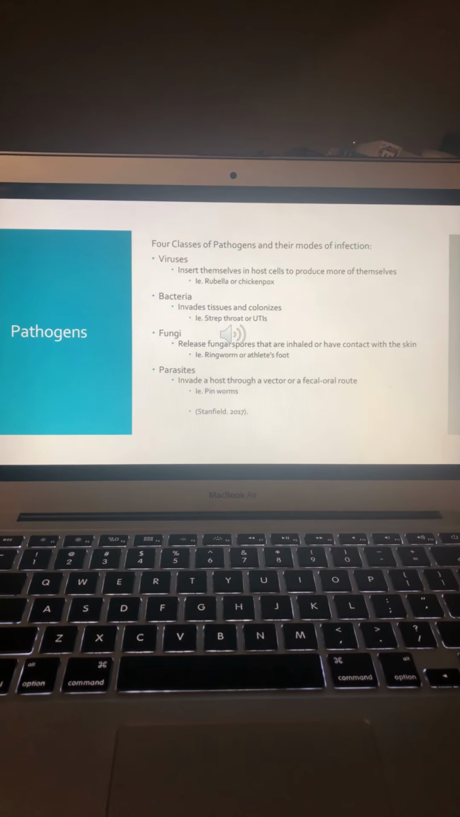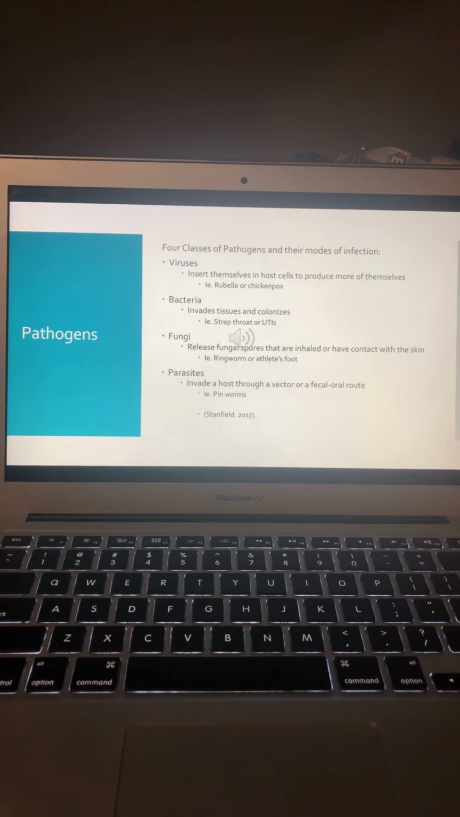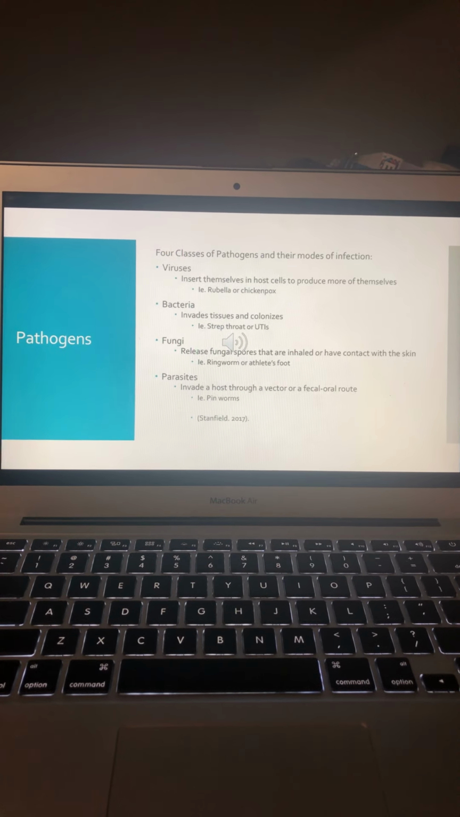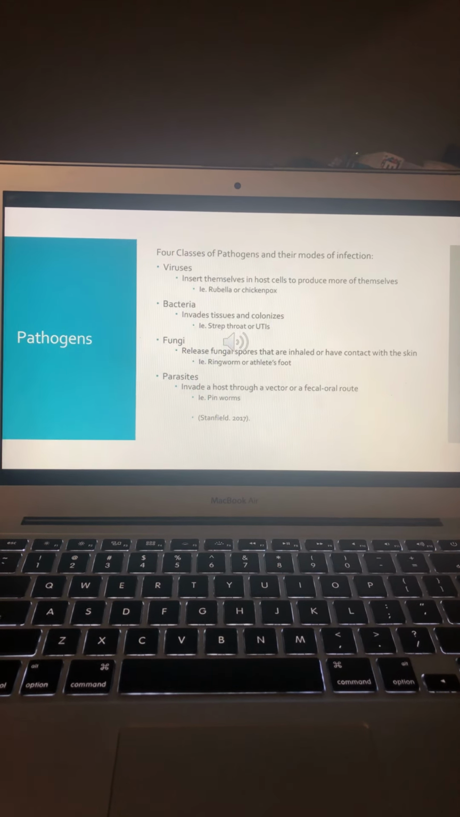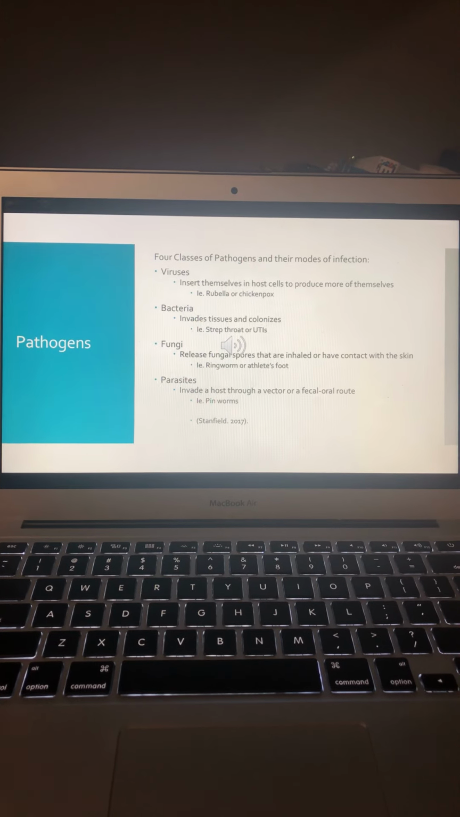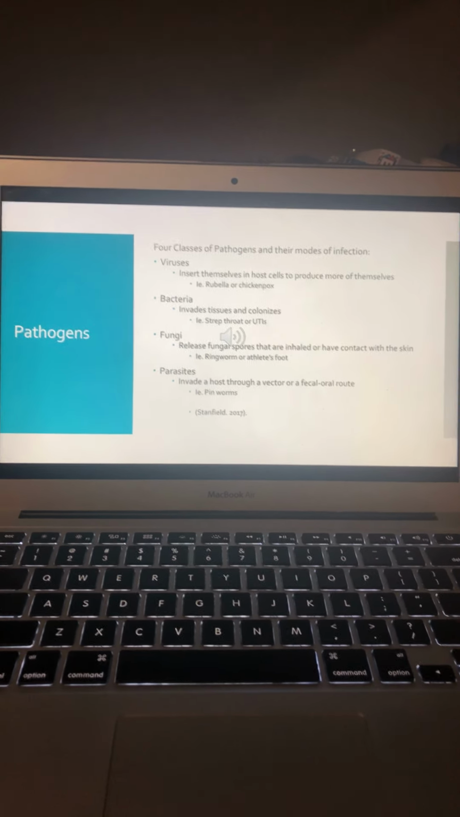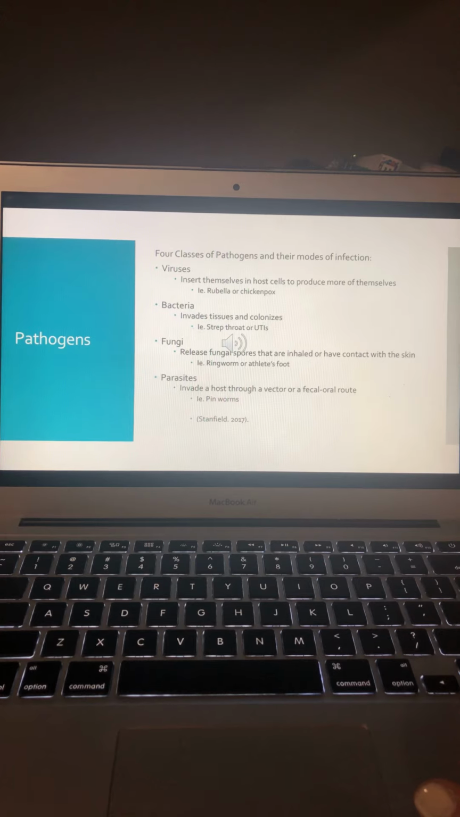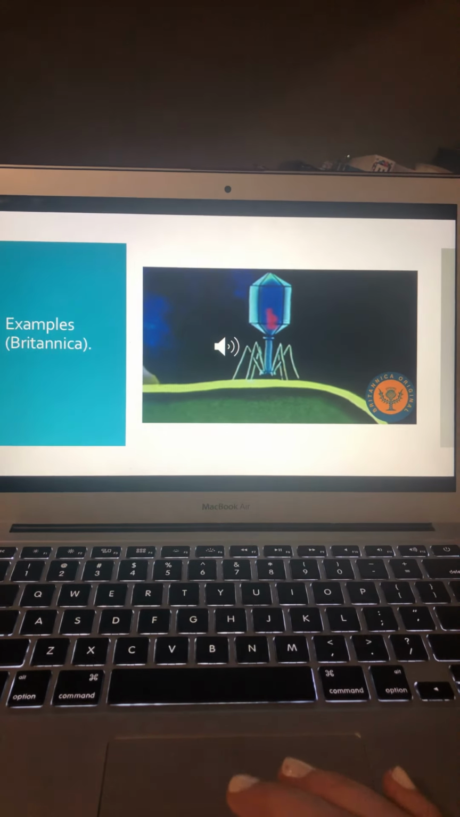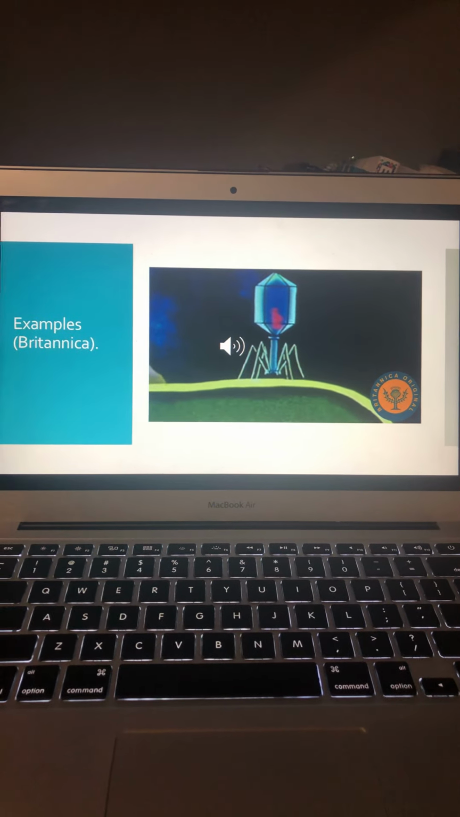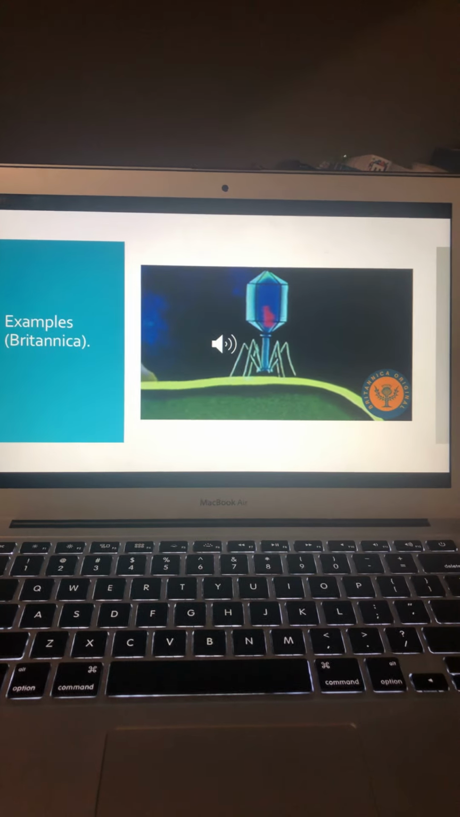Fungi releases fungal spores that are inhaled or have contact with the skin, and an example of this is ringworm or athlete's foot. And parasites invade a host through a vector or a fecal oral route, and an example of this is pinworms. Here is an example of what a virus looks like invading a host cell.